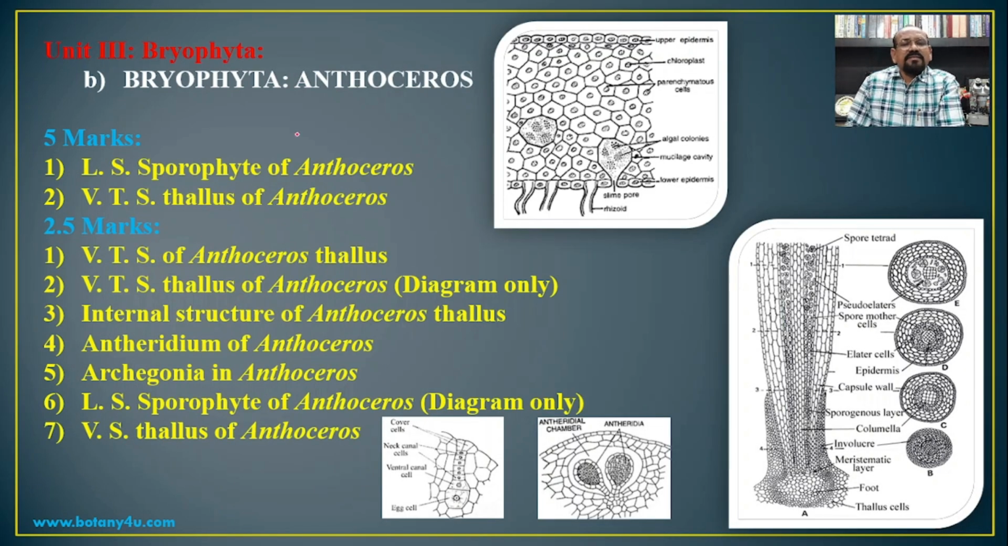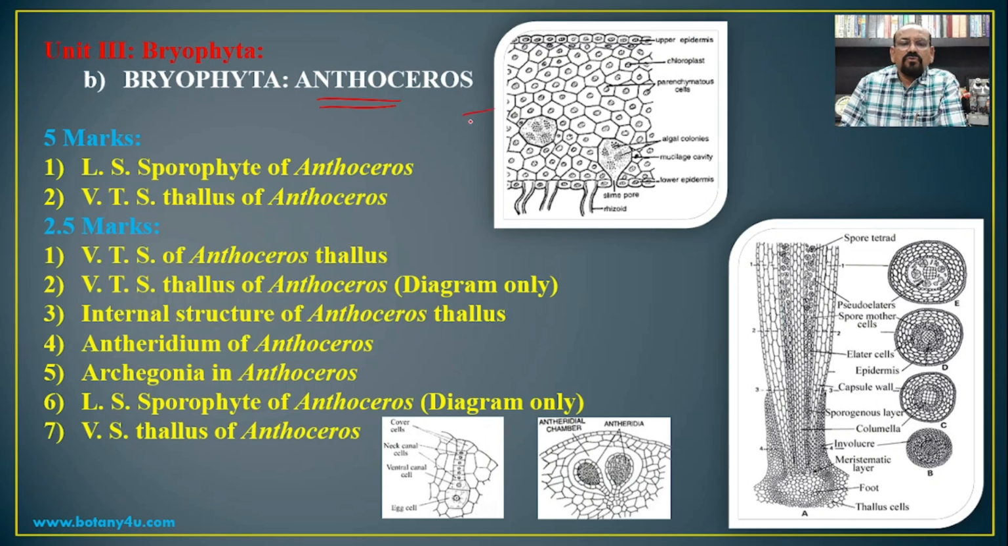Then the next genus in the bryophytes, the second one, is Anthoceros. If we see the difference between Marchantia and Anthoceros, you will find that the internal structure is different. In Marchantia there are two zones, the upper photosynthetic and the lower storage zone. Such a bifurcation into two zones is not there in Anthoceros.